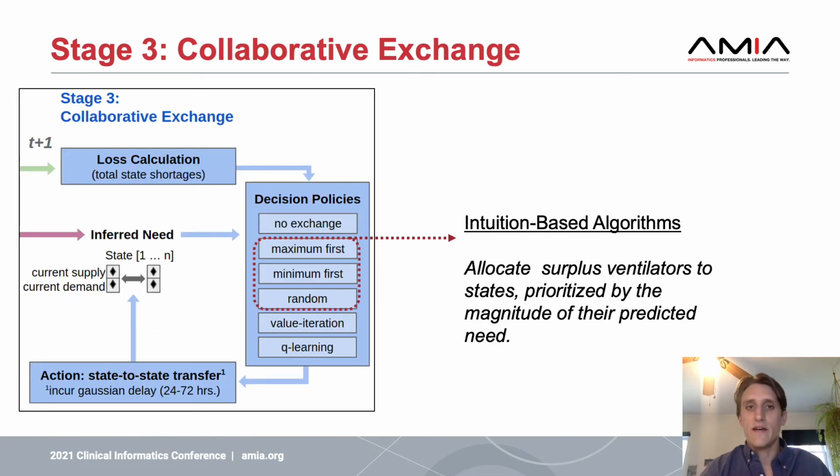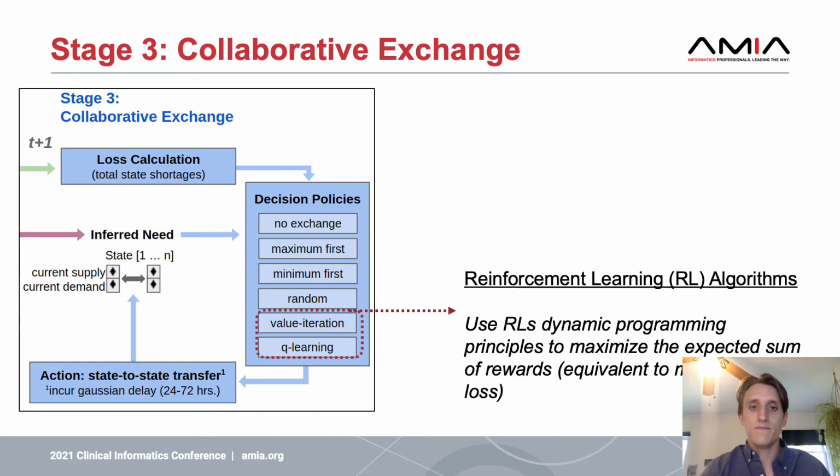We first designed and evaluated 3 intuition-based algorithms to serve as baselines to compare our RL approaches. These 3 algorithms redistribute supplies by only sending ventilators from states with a surplus to those with a shortage in order specified by the predicted future demand in each state: maximum need first, minimum need first, or in random order.